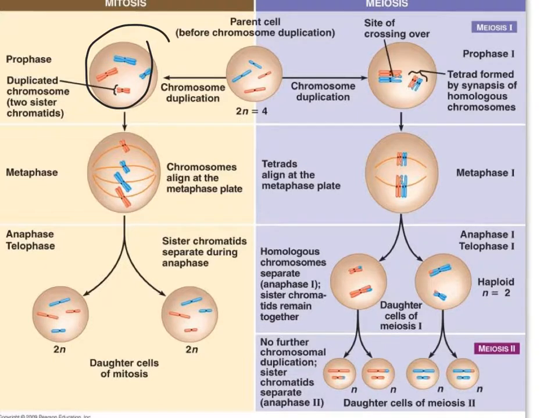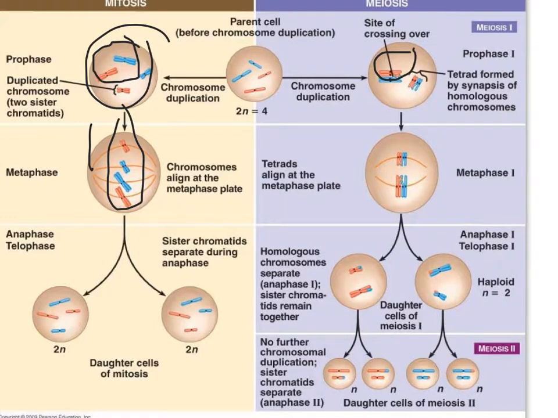Now, the difference is, in meiosis, tetrads, that means these two make a tetrad, right? Form of the homologous pairs of chromosomes. Then at metaphase, everything lines up along the metaphase plate, but tetrads align on the metaphase plate.